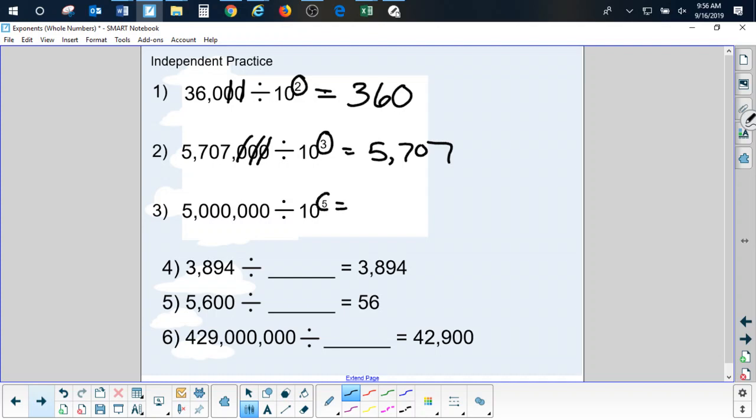Problem number 3, I have an exponent of 5. It tells me to take away 1, 2, 3, 4, 5 zeros. And the only thing that's left is 50. So 5 million divided by 10 to the 5th power is going to give you 50.